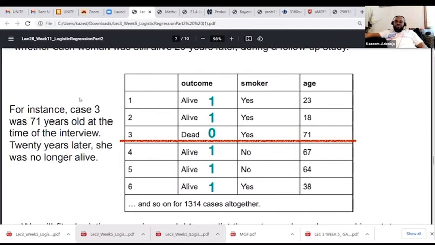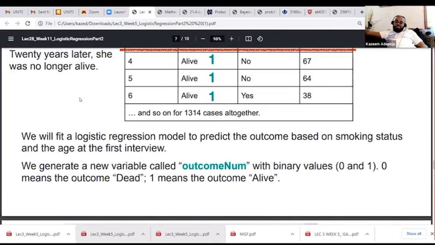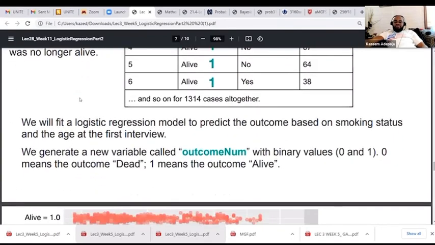Now, the question is, what is the effect of smoking on this outcome? Or is it just age? We want to know. That is the essence of this study. And that was why we're going to fit a logistic regression model to predict the outcome based on smoking status and the age at first interview. So that's what we want to do now.